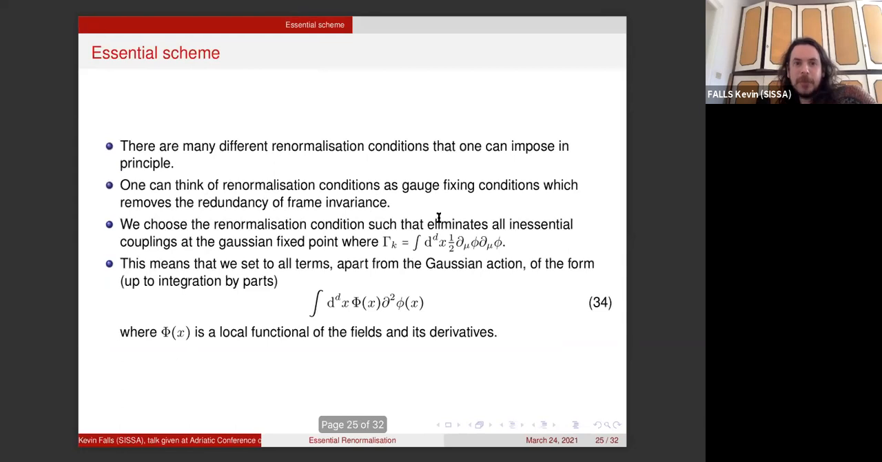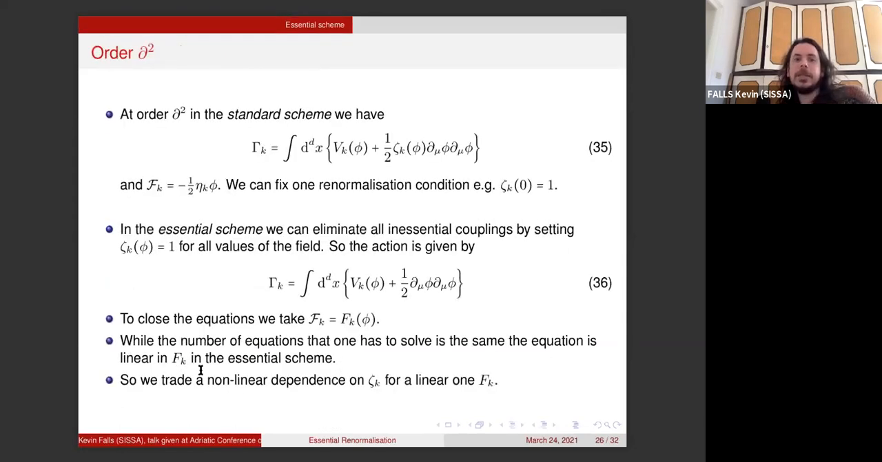So you will actually have the same number of equations, but you will have this linear dependence on f rather than this nonlinear dependence on zeta, which really makes everything much, much simpler when you're doing these calculations, because the propagator that you get by taking two functional derivatives of this action and then inverting is going to be much simpler. So this is really a practical idea. You see, we've introduced quite a lot of machinery, but in the end, the point is that the equations that we actually solve will be simpler once we have done this.